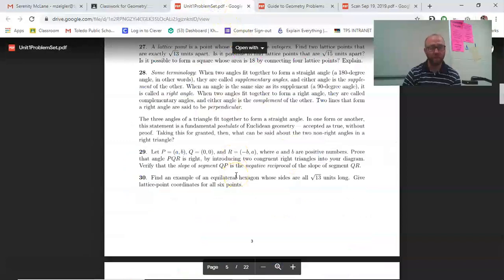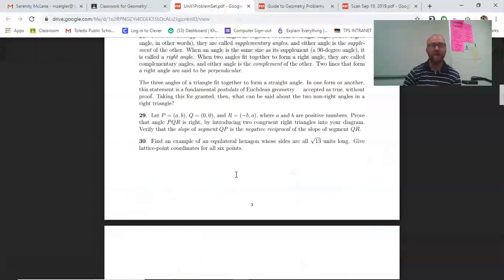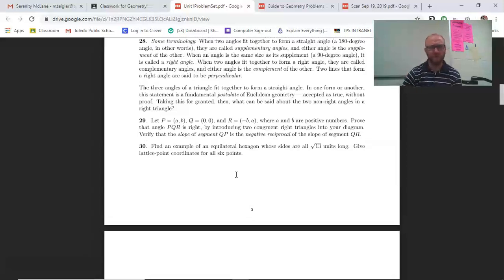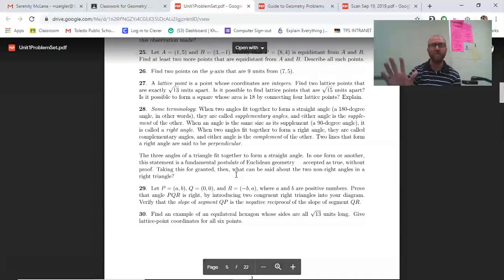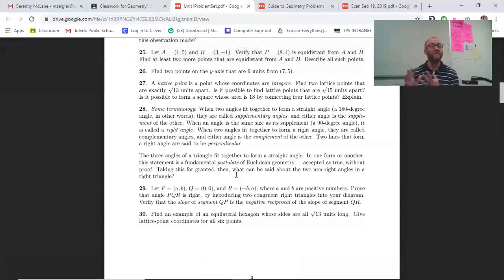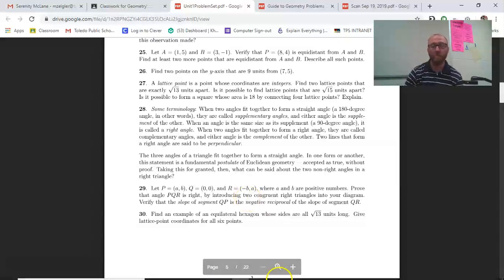And then finally, there's number 30. Find an example of an equilateral hexagon whose sides are all square root of 13 units long. Give lattice point coordinates for all 6 points. So we've already found, if you've done number 27, and you will get this if you work at it, a length on the grid that is square root of 13 units apart. And so now it's just a matter of arranging 6 of those into a hexagon.